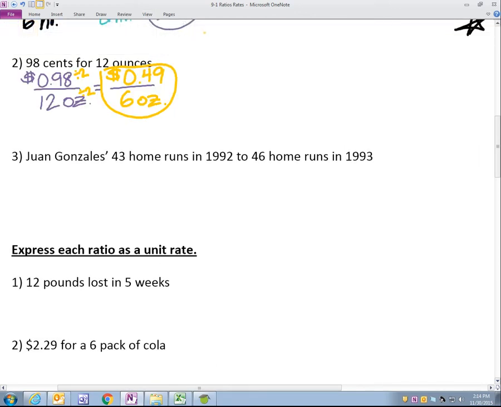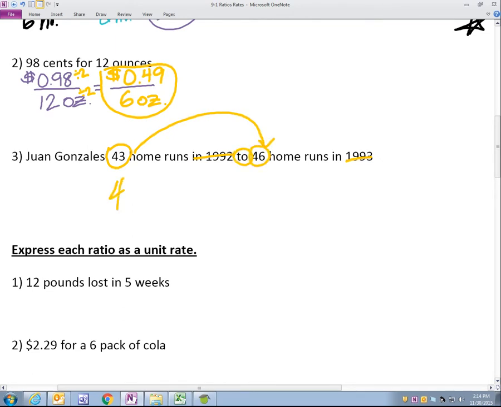Now we're going to find the ratio. Now this one here, it has other numbers in it, so it might get a little confusing as to what they're asking. Okay, so be careful with answering the question that they're asking. It says Juan Gonzalez has 43 home runs in 1992 to the 46 home runs in 1993. The important information that we're looking for is not the year. It's just the fact that we're comparing the home runs to home runs. So see, here it is right here.